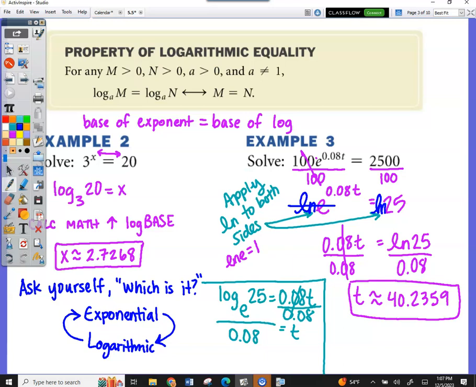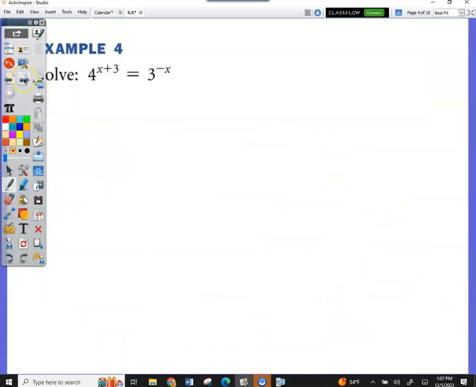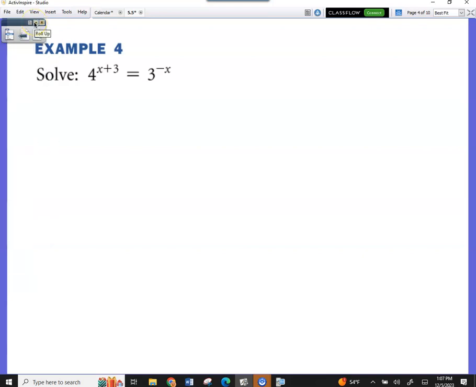All right, go to example 4. Solve 4 to the x plus 3 equals 3 to the negative x. Okay, what format is it in? Exponential. Let's go to log.